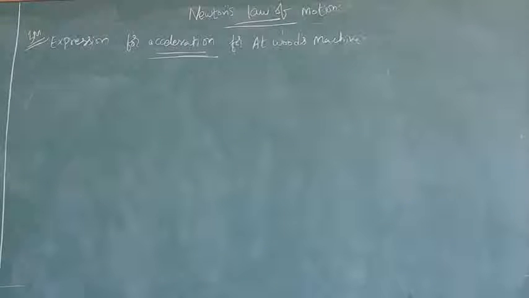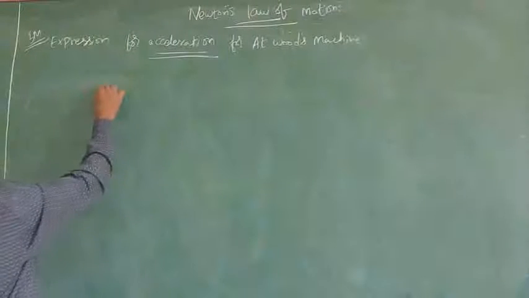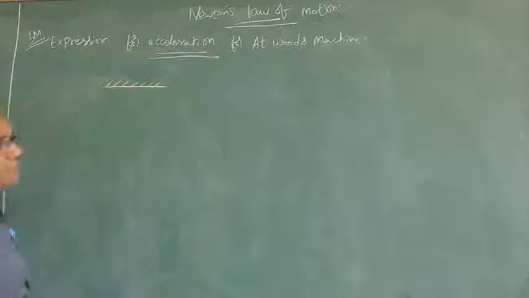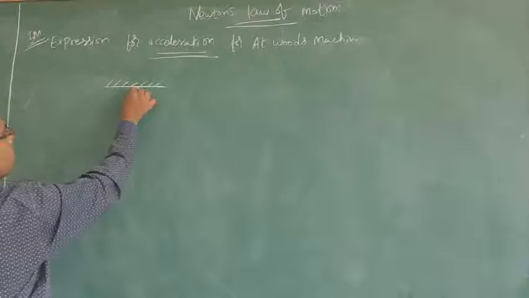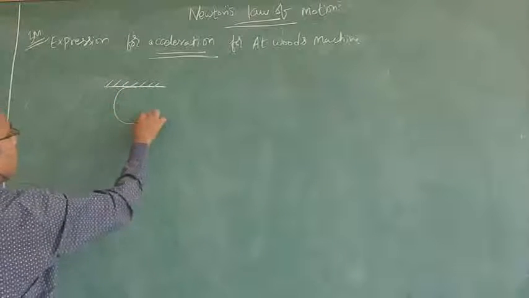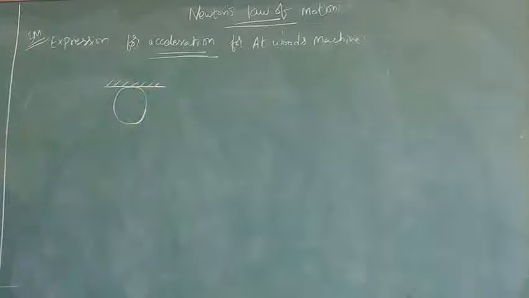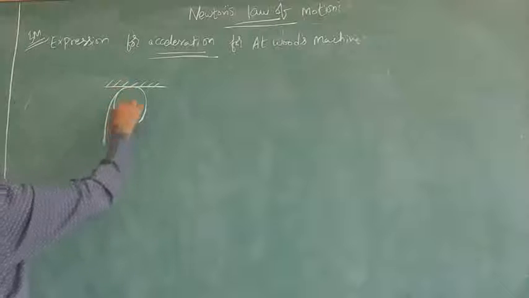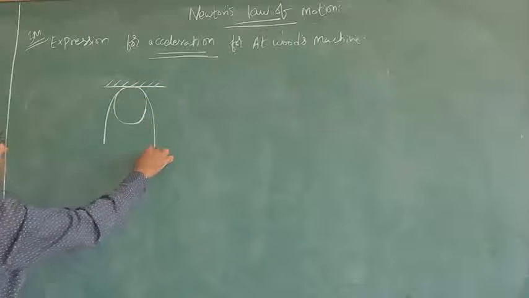Okay, so in the first class I said tension. Now for this one, this is the rigid support. Now what I am doing is I am considering a pulley, nothing but V. For this V, I am attaching the thread, nothing but string.